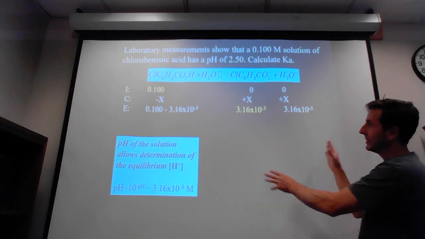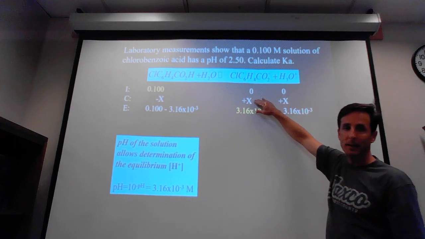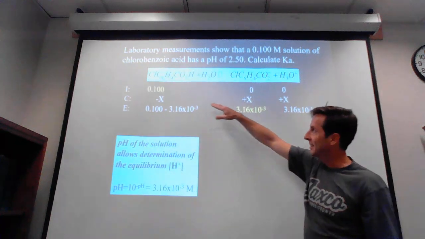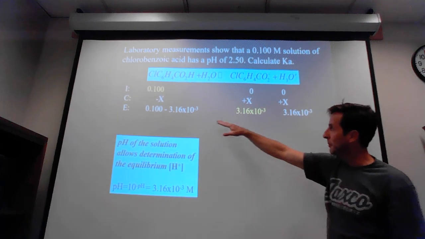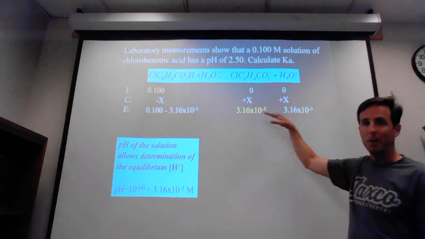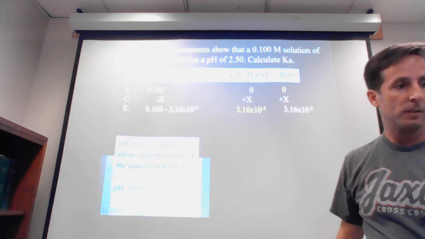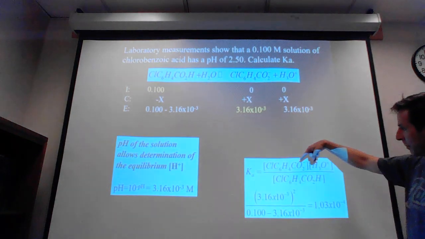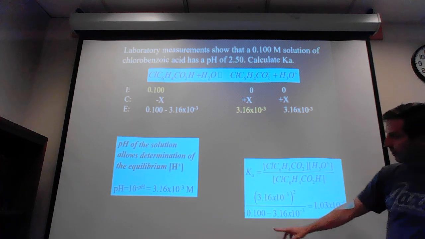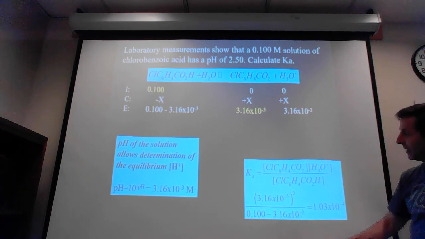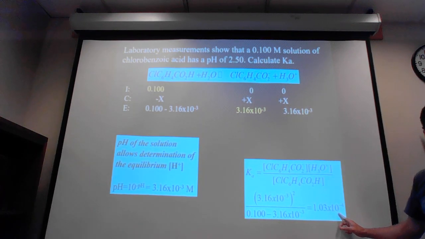So now from that, I can actually fill in the rest of the table because if it's 0 plus x gives that, that means that this number has to be x. And that means it's x in all three rows. So this number goes here, and here, and here, which allows me to fill out all the numbers. So once I have all the numbers on the equilibrium row, then I can do products over reactants. In my expression, products over reactants, I can plug the numbers in. So I get 3.16 times 10 to the minus 3 squared over 0.1 minus 3.16 times 10 to the minus 3. Solve that. We get that our Ka value is 1.03 times 10 to the minus 4.